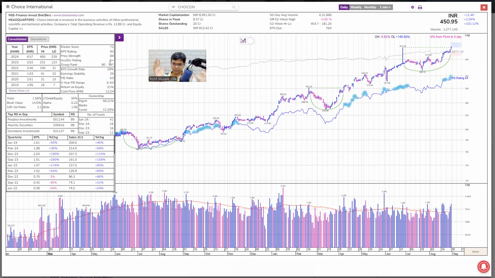So I give credit where it is due. I congratulate MarketSmith for giving us such a wonderful platform in India, and I hope you will make the best use of this. As I said earlier, disclaimer, I am not associated with MarketSmith in any way. I am saying that I'm personally using this to screen stocks for my own personal portfolio.